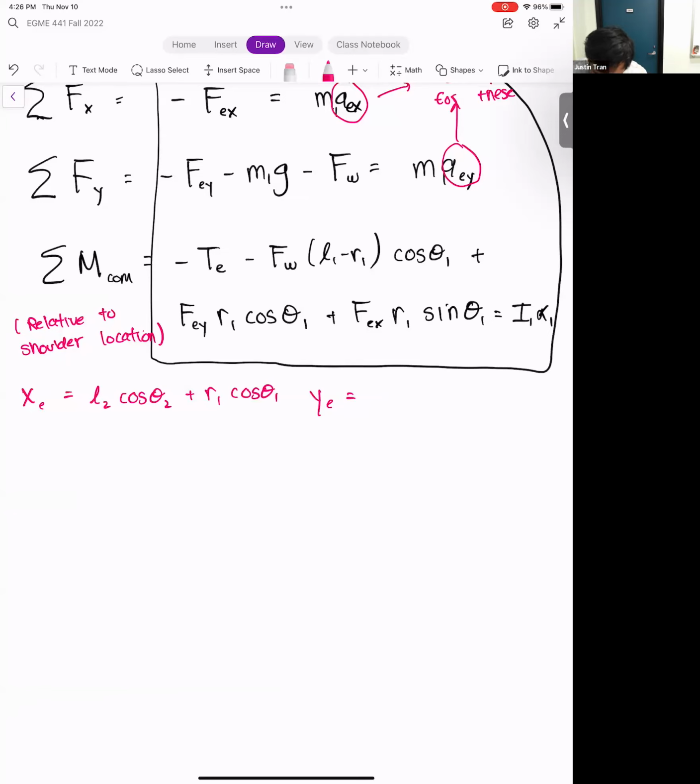And then YE, actually let's do X first and then we'll do Y. I think I'm gonna need more room. Okay, so let's take the velocity of the lower arm segment by taking the derivative of the previous one. Okay, so we take the derivative of this, we get minus L2 omega 2 sine theta 2 minus R1 omega 1 sine of theta 1, and then we take the derivative again to get the acceleration.